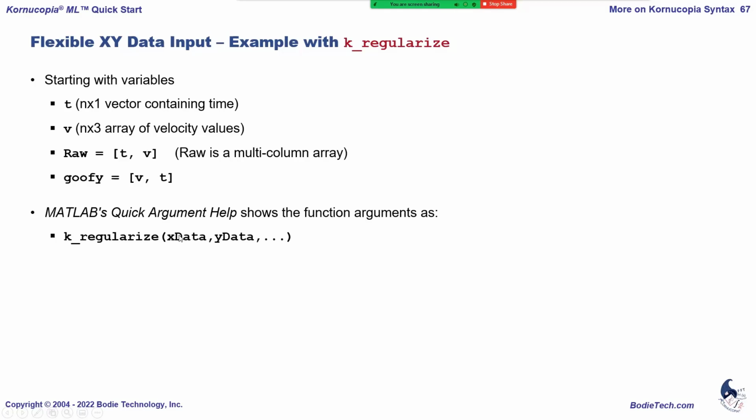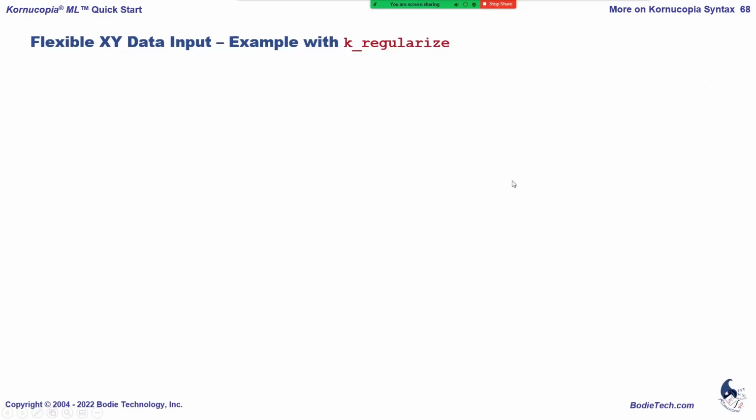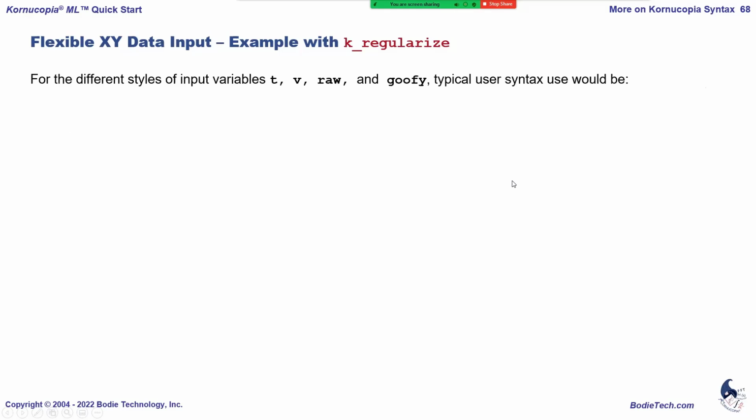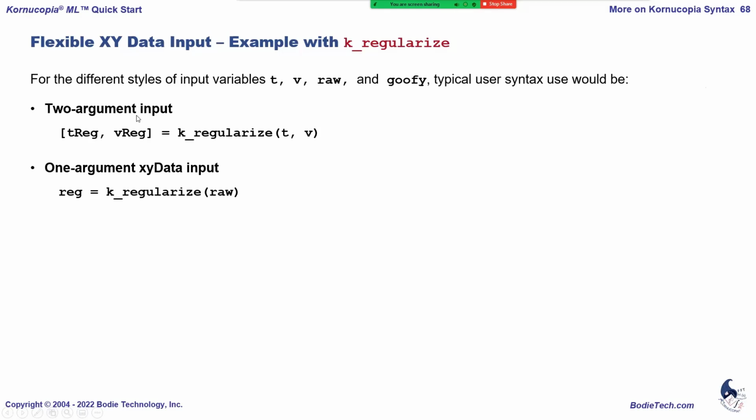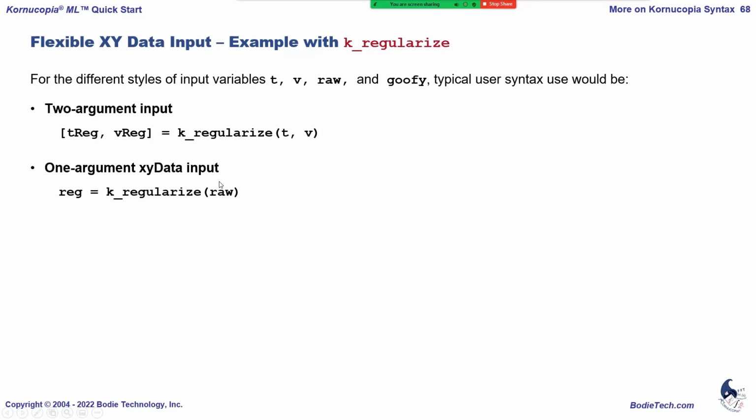MATLAB would show the quick help like this, but if you open up the help in Kornucopia, you will see that you'll always get multiple options, including this XY data option. If we then use that, we would get something like this. With 2 arguments, to regularize it, you would feed in T and V and you get the regularized version back out. If you had combined it as 1 argument, like here, then we can just feed the raw in and you get the regularized version back out.